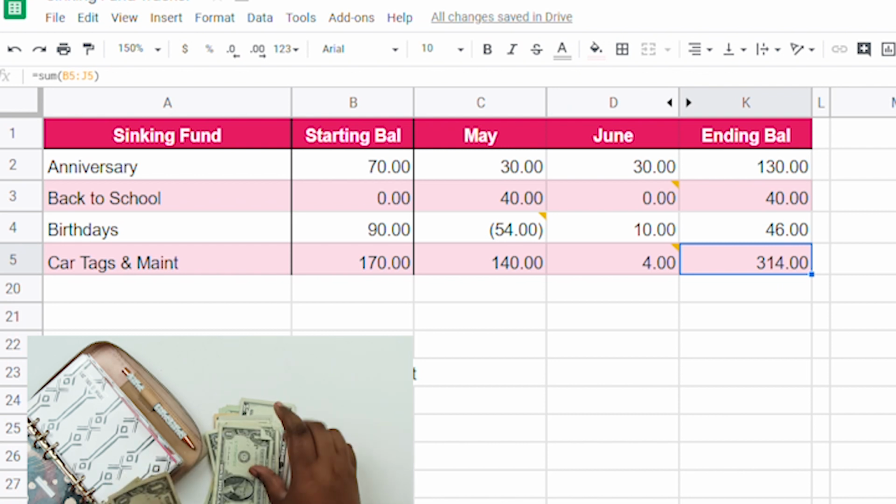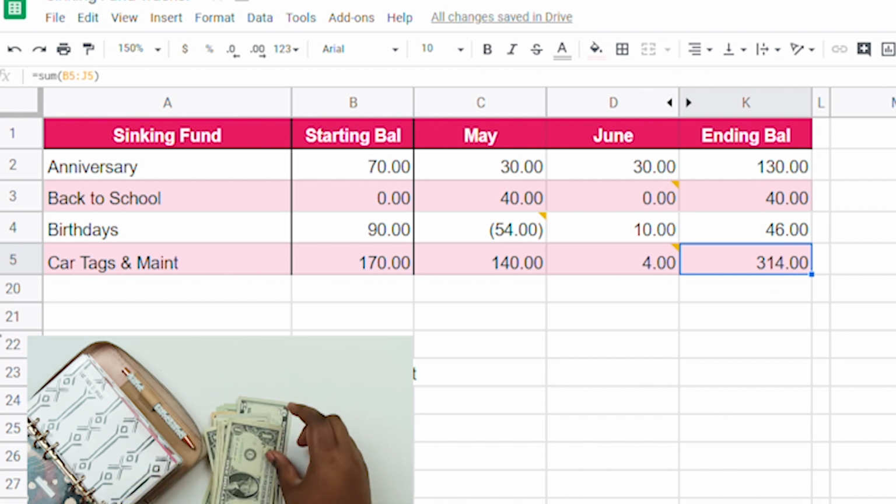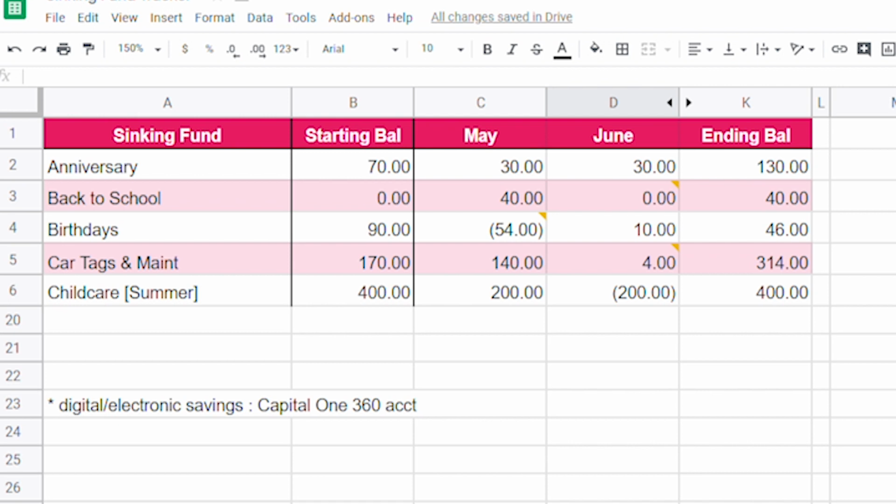And my ending balance is $314 in car tags and maintenance. Summertime childcare. At the end of April, I had $400. In May, I added, wrong account. I added $100 each paycheck in May, and that's kind of where the activity stopped.